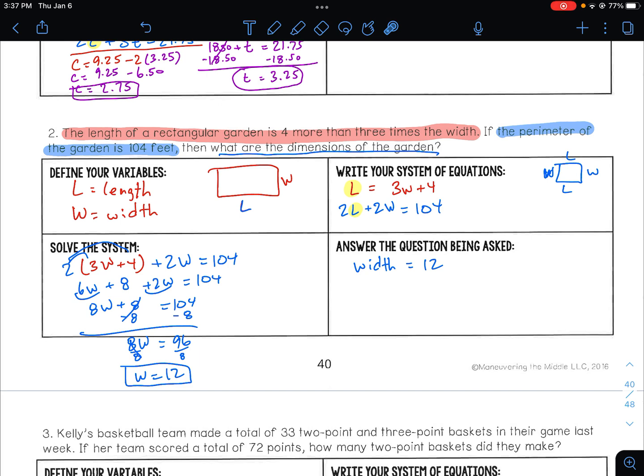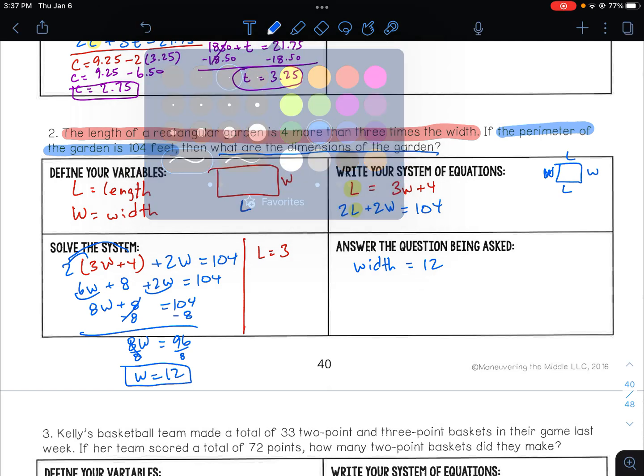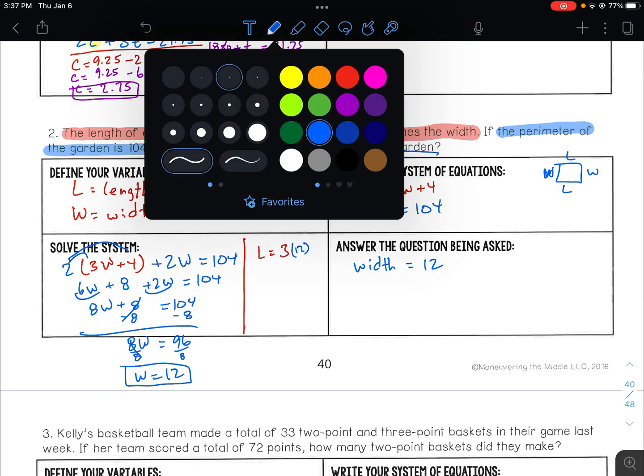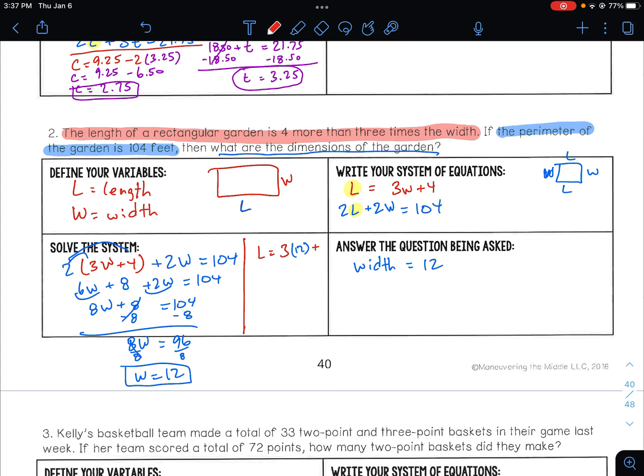So length is 3 times 12 plus 4. See, this is an equation I'm looking at right there. So 3 times 12 is 36 plus 4, that is 40. So length equals 40. And that does make sense because we said the length is 4 more than 3 times the width. We know that the length is bigger. So there it is. Length is 40.